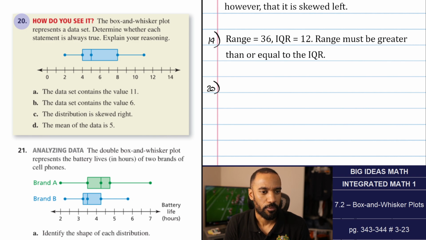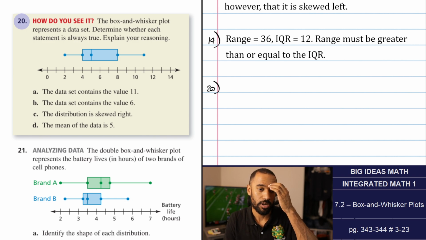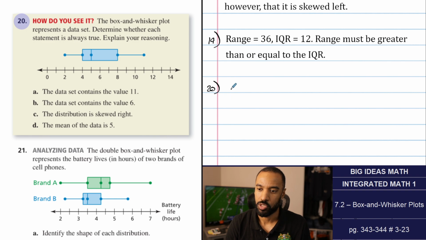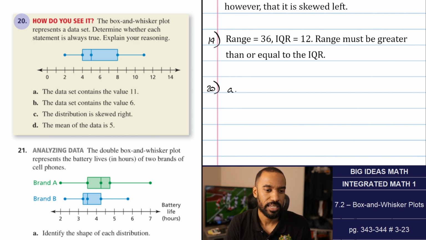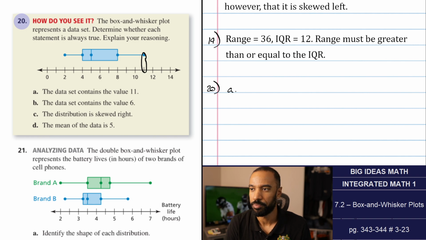The box and whisker plot represents a data set. Determine whether each statement is always true. Explain your reasoning. So if not, we'll call false. We'll say yes versus no. Yes, always true. No, not always true. The data set contains the value 11. 11 is the maximum. That will always be true. So yes, always true. It is a max value, right? 11 is the max.